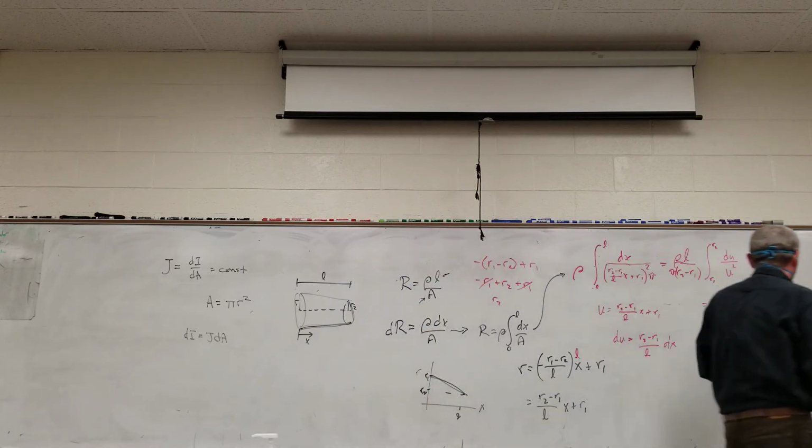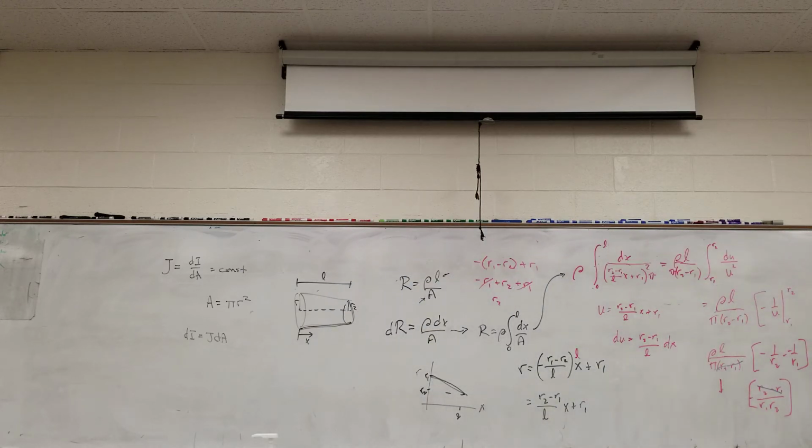So this is 1 over R1 minus 1 over R2, which is R2 minus R1 over, oh, that's the mistake. So I get rho L over pi R1 R2.